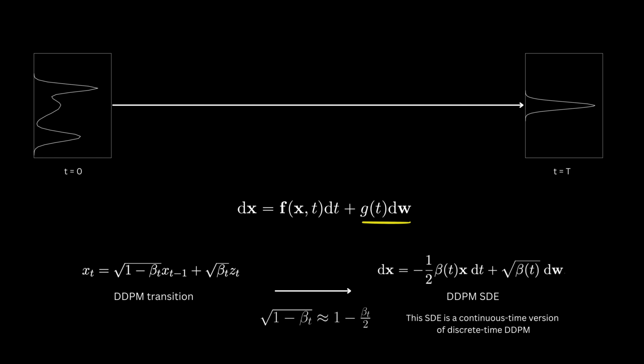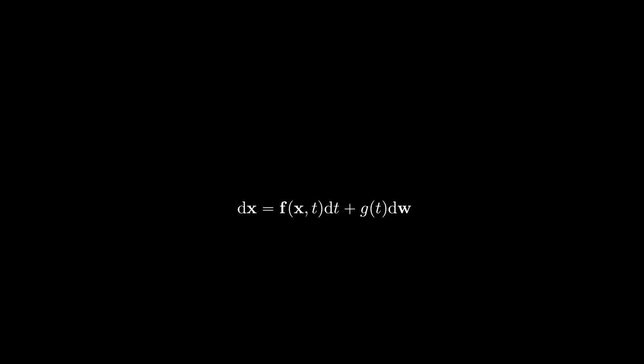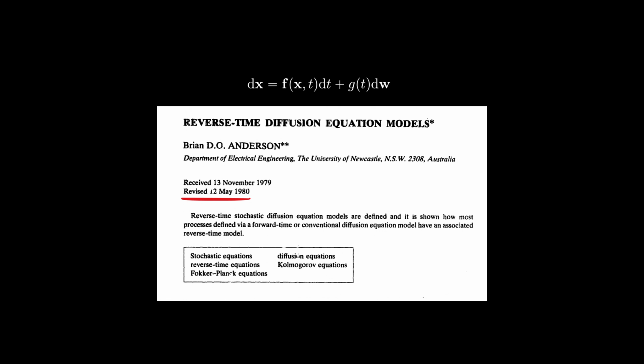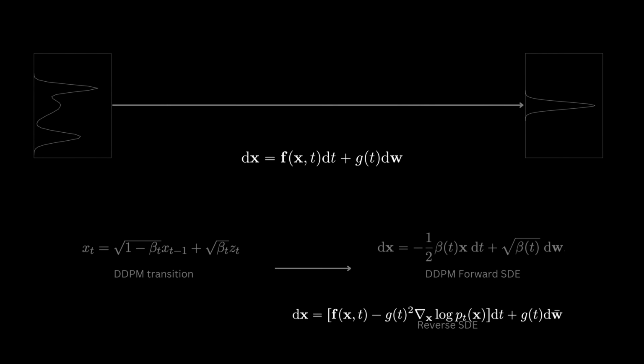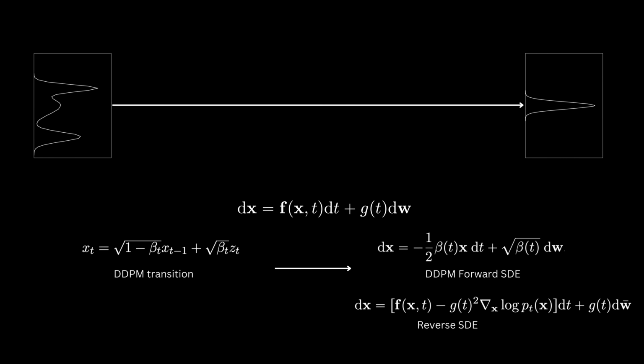But more than the forward process, we are interested in the reverse process, because after all we want to generate data from noise. In a paper from the 1980s, it was shown that given this forward SDE for a stochastic process, the reverse of that, that is the process going back in time, can be described through this reverse SDE. Now going back to DDPM, from the forward SDE of DDPM and the general form of reverse SDE, we can get the reverse SDE for DDPM.